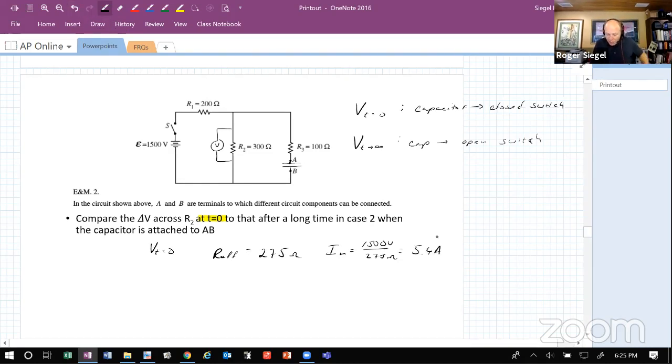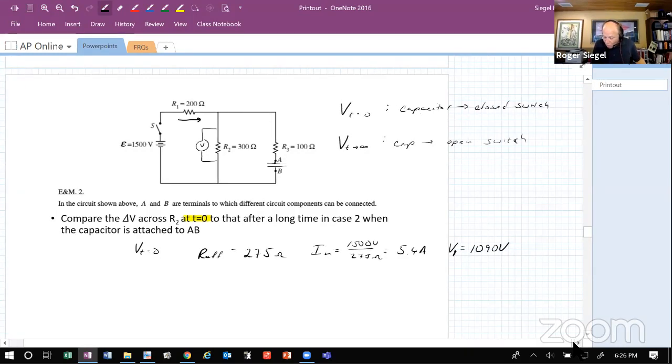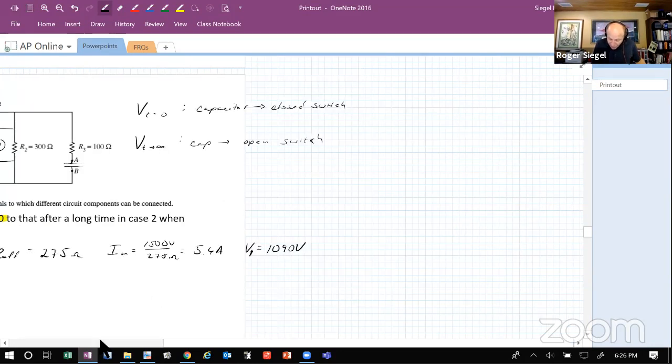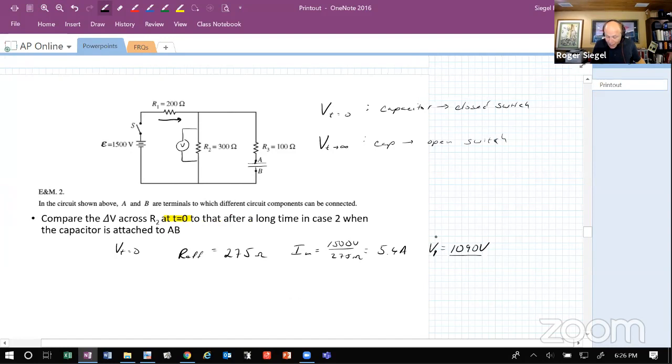amperes. If I've got 5.4 amperes across here, that means my voltage drop is going to be 5.4 times 200, or 1090 volts. That's my voltage drop across R1. Which means if my voltage drop across R1 is 1090, and that's right here, what's my voltage drop across R2?